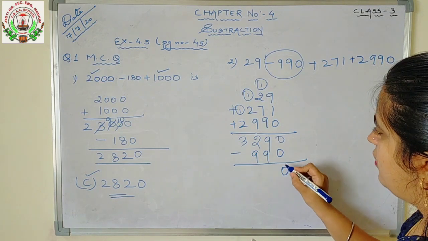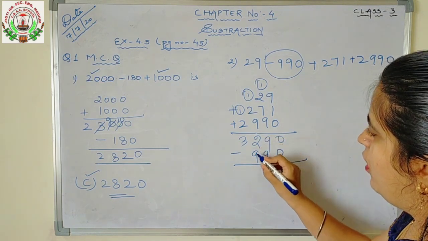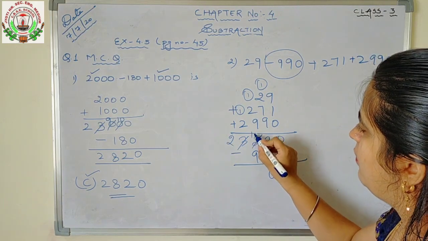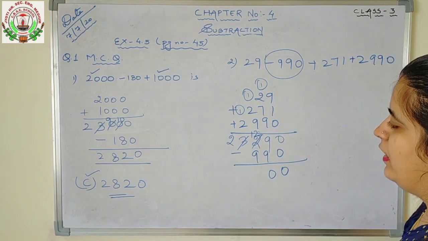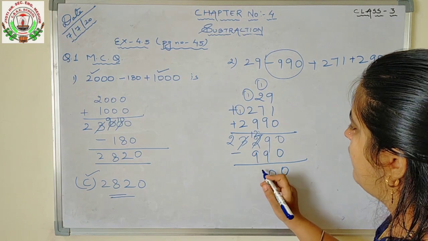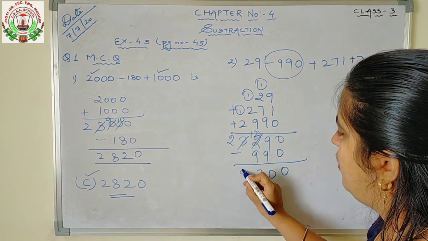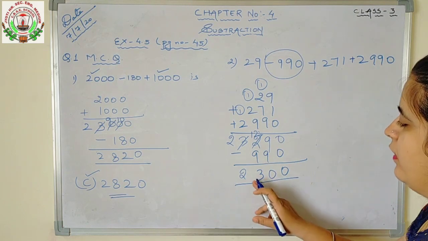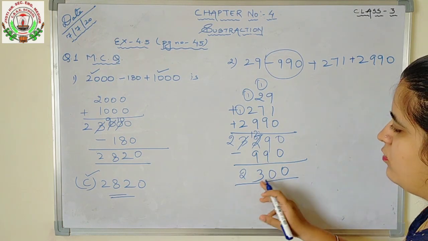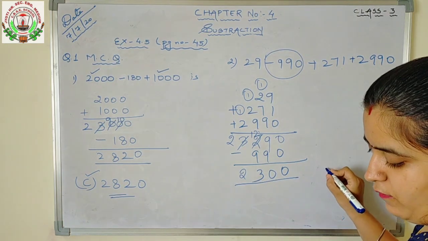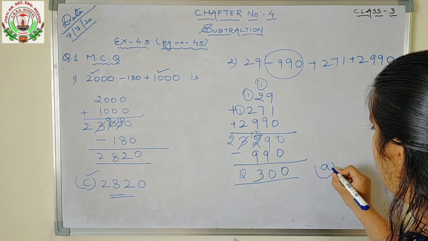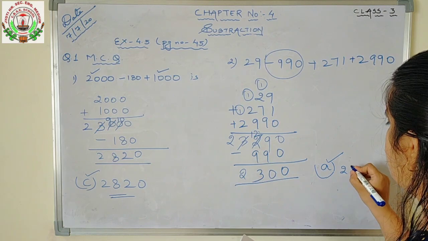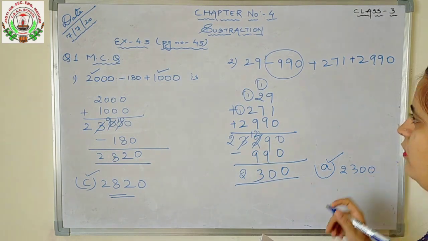0 minus 0 is 0, 9 minus 9 is 0. 2 minus 9 is not possible, so you have to take a carry from here. It will become 12. 12 minus 9 is 3. Below 2, nothing is there. So what is your answer for number 2? 2300, which is given in option number A. So you will take option A.